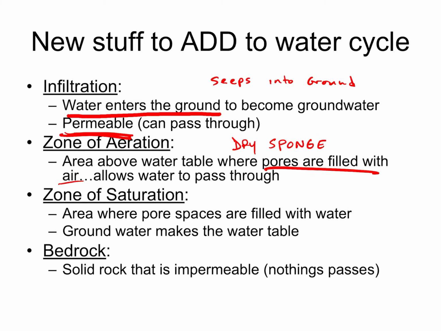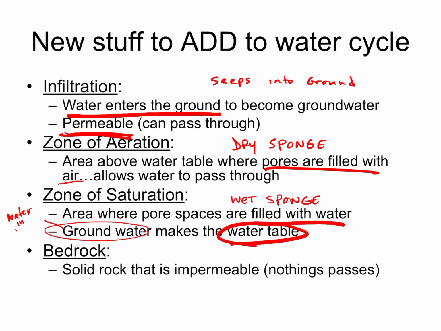On the opposite side, you have the zone of saturation. This is wet sponge. This is where the sponge is already filled and saturated with water. And if the sponge is already filled with water, it will not take any more water into it. Okay, so this is the area that they are filled with water, and the groundwater makes the water table. So groundwater is what we call the water that is in the ground. Okay, that's pretty simple. Water in ground.